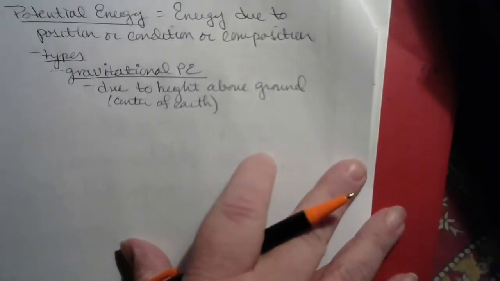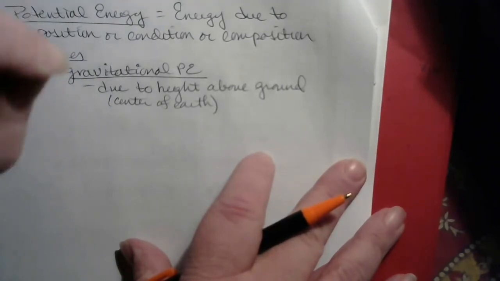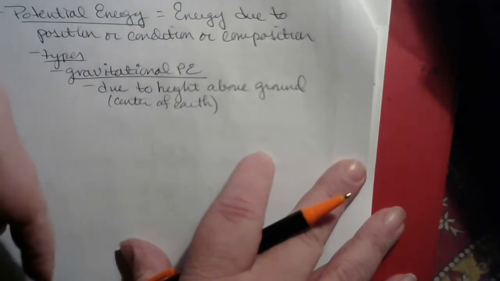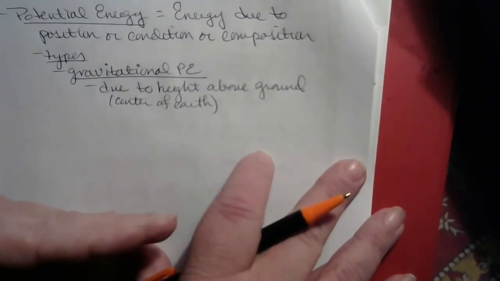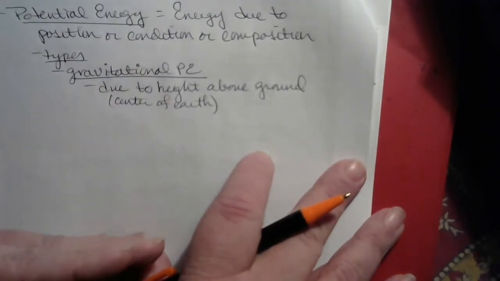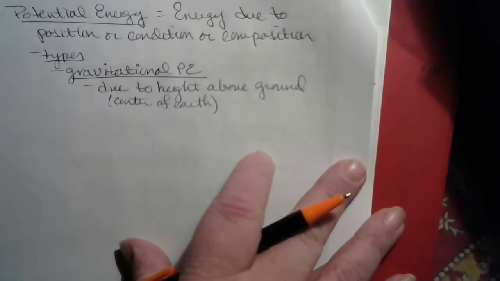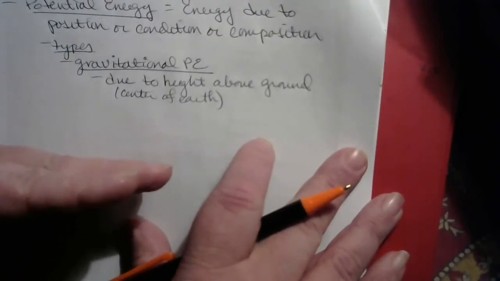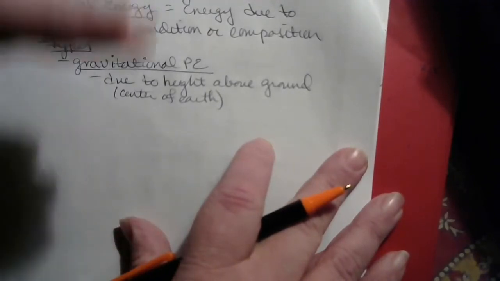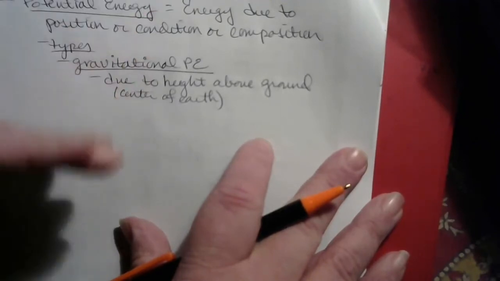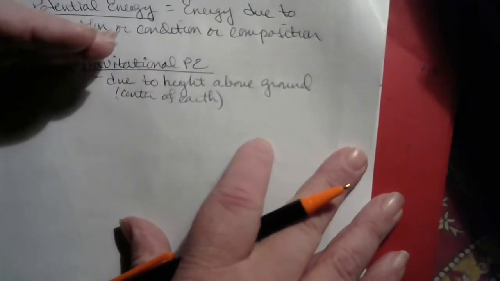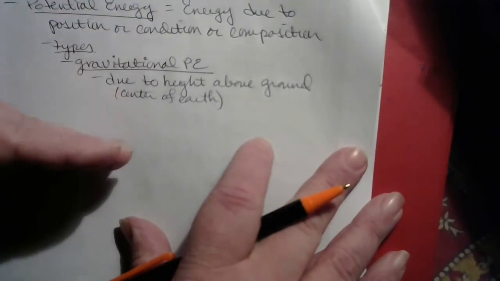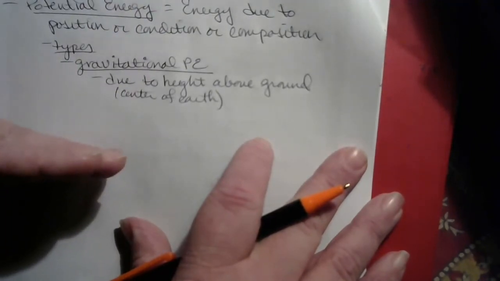So when that book is sitting up on the shelf and it has a large amount of potential energy, it can then fall off the shelf and fall to the floor, and it will have a lower amount of potential energy when it hits the floor because it's at a lower height. The difference between the potential energy when it was up on the shelf and the potential energy when it hits the floor will be the amount of kinetic energy it had between those 2 points. So potential energy is converted to kinetic energy and is converted back to potential energy.